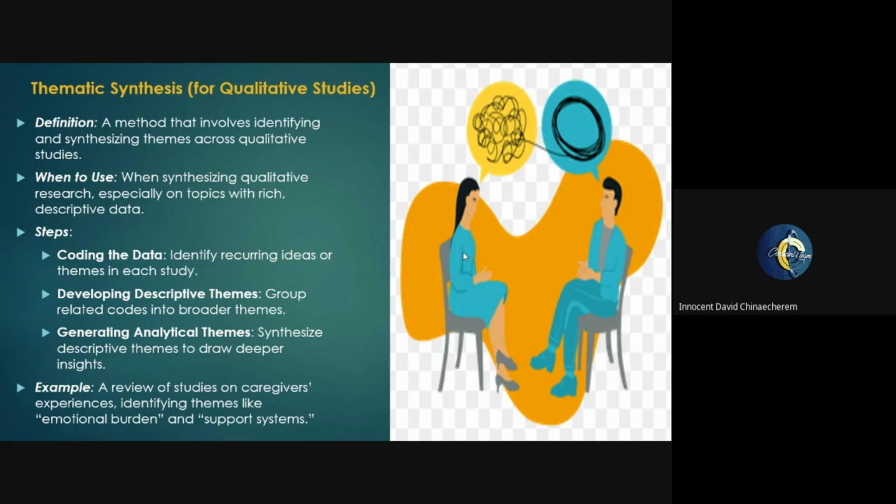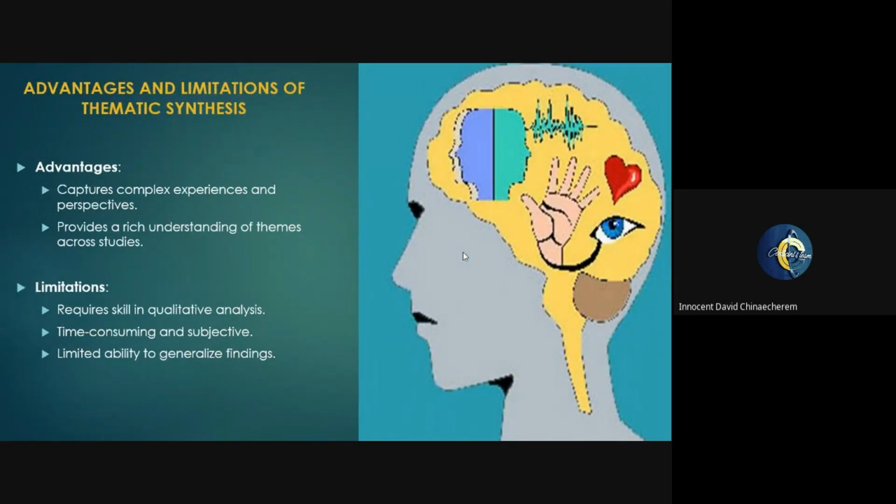An example is most times when we are looking at studies that are exploring experiences and perspectives, and when there are qualitative designs, we use a thematic synthesis to synthesize our studies. Some of the advantages of thematic synthesis is that it captures complex experiences and perspectives, just like I said. It provides a rich understanding of the themes across the studies, and also provides enough rich information. When you're exploring experience, you're trying to get detailed insights from the study that you're performing.